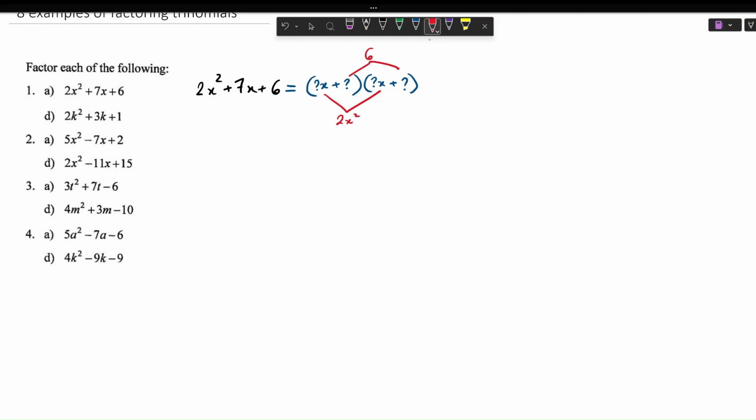So to figure out what those actually are, we're going to write down some possibilities for how those can be broken down. So for 2x squared, well, 2, you can think about the factors, that's 1 times 2, and that's about it. For 6, you could think about 1 and 6, 2 and 3, and that's about it. So basically what we're going to do is guess and check. So we're going to write down some factors, and we're going to see if that actually works.